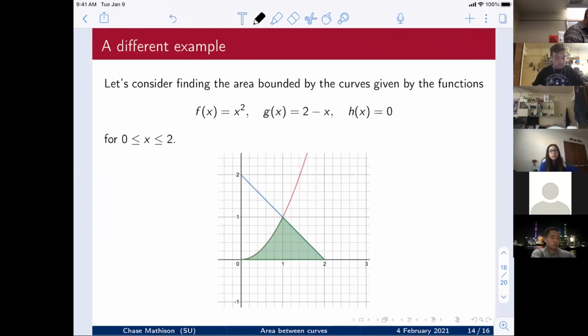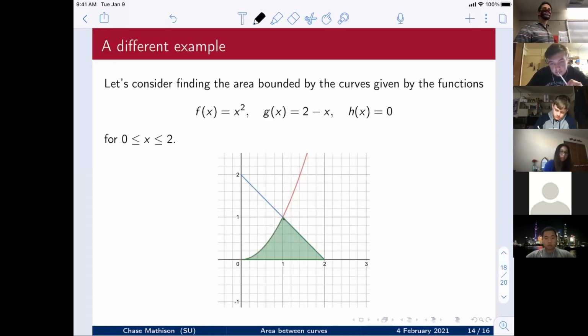I just want to mention this example because next week we're going to pick up with something that looks like this. This one's a little different, right? So let's consider finding the area bounded by the curves given by the functions f of x is x squared, g of x is 2 minus x, and h of x is 0. So this almost triangular region in here.